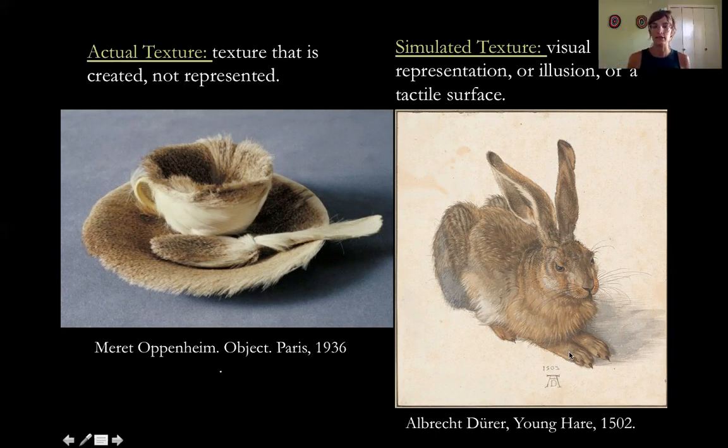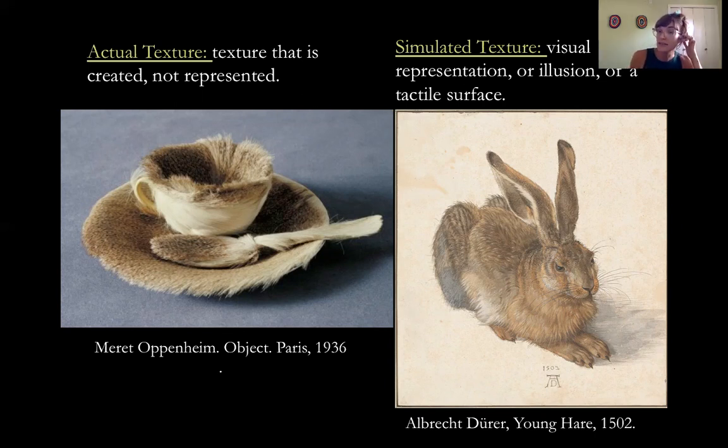It's just represented. So here's a print, I think it's a lithography print by Dürer of a young hare, a young rabbit. And so if you look closely, the fur of the hare looks very textured. It looks soft, but also coarse. And even the eyes seem like they would be a kind of glossy, smooth texture.